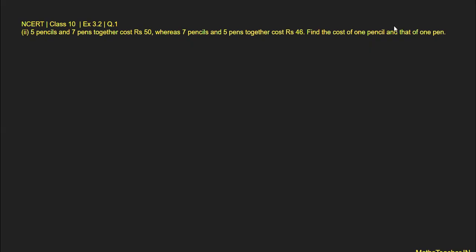Hello everyone. Here we are having a question from NCERT class 10th, exercise 3.2, question number 1, second part. 5 pencils and 7 pens together cost rupees 50, whereas 7 pencils and 5 pens together cost rupees 46. Find the cost of one pencil and that of one pen. Okay, let's do it.